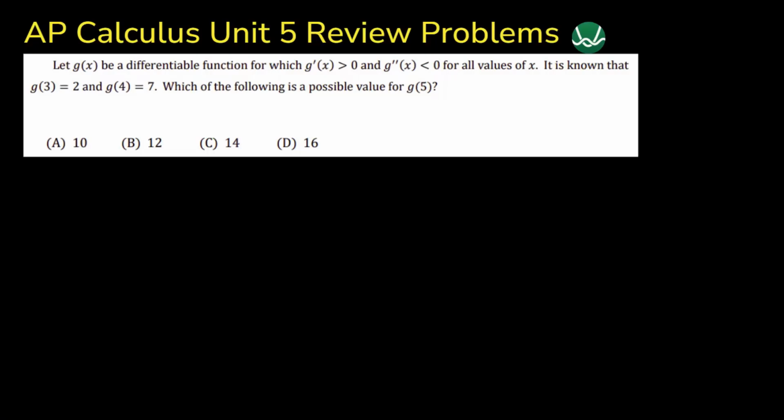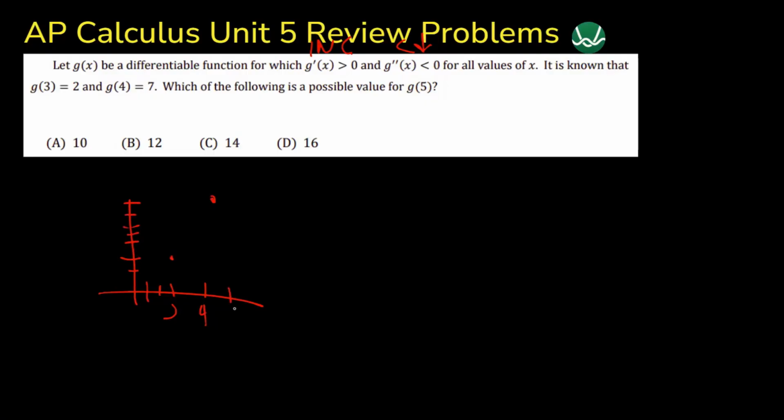Couple things here. Since g prime is positive, we know the function is increasing, but since the second derivative is negative, we know it's concave down. So if we look at just drawing a picture, at 3, the y value is 2, and at 4, the y value is 7.